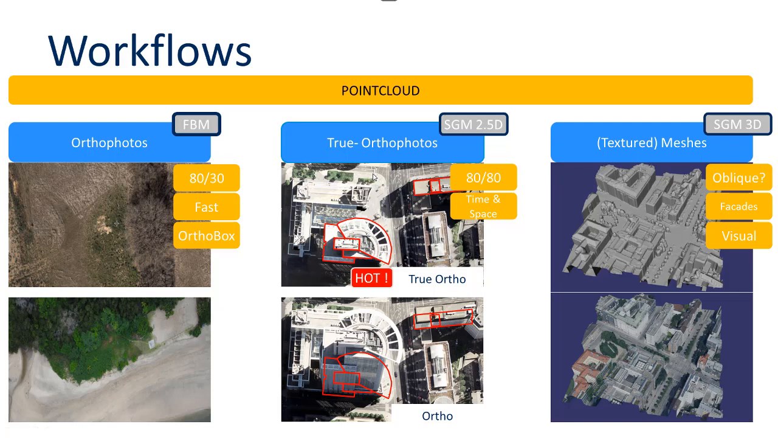With True-Ortho photo, this is a full automatic process. You can achieve this result with Match 3ds running the SGM 2.5D process.